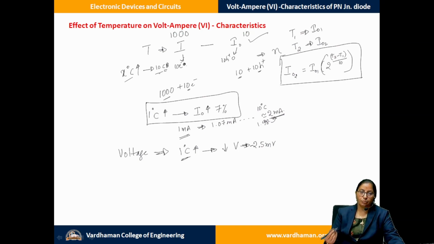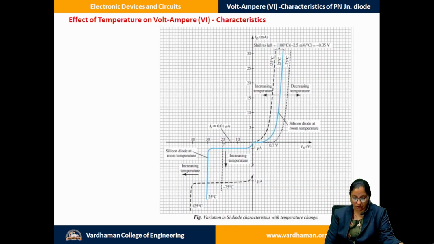As the temperature increases, the reverse saturation current gets increased, but the voltage drop across the device reduces. This can be visualized with the help of this graph, where you can observe the effect of temperature on the VI characteristics, the volt ampere characteristics. The blue line has been drawn at a room temperature of 25 degrees centigrade. As we increase the temperature from 25 to 125 degrees centigrade, the thick black dotted line is shown, which implies that the barrier potential is getting reduced. When we decrease to minus 75 degrees centigrade, it will try to increase the barrier potential.